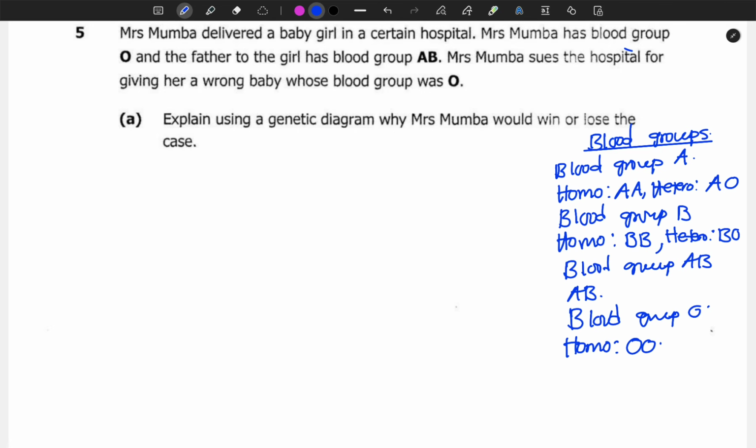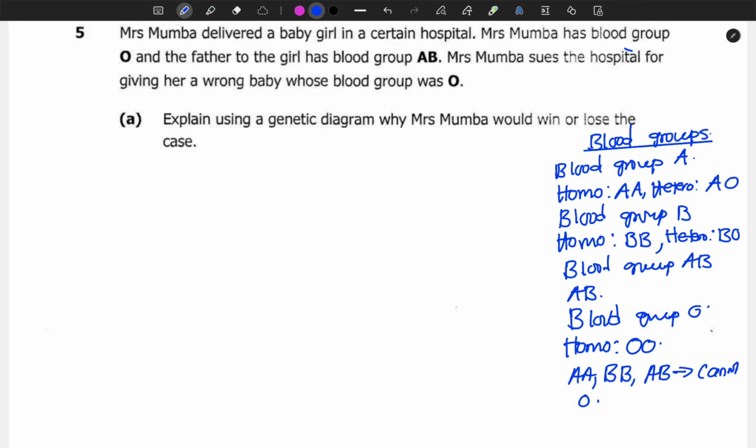Now, what you need to take note of is that homozygous AA, BB, and AB cannot have blood group O. So the point is, if one of the parents has AA or BB or AB, there is no chance of having a child with blood group O. It doesn't matter whether the other has OO, AO, BO, as long as in one of the two there is no O, then for that couple it's not possible.